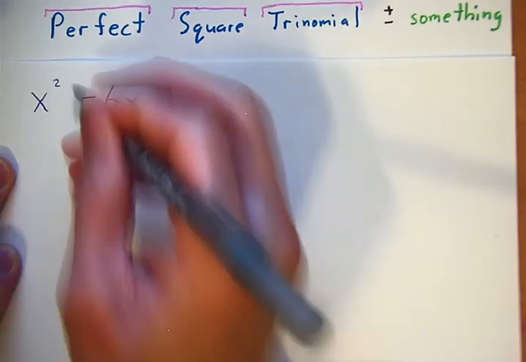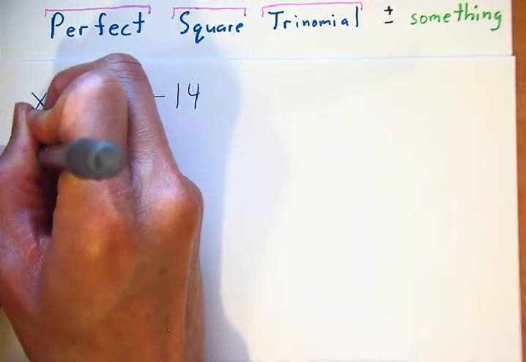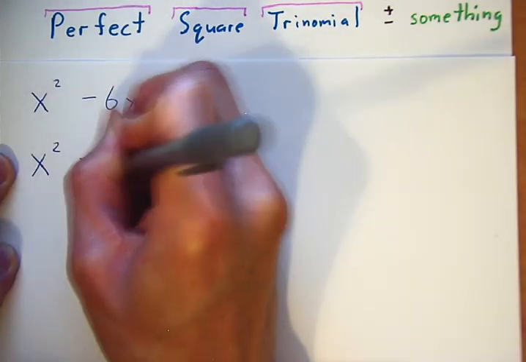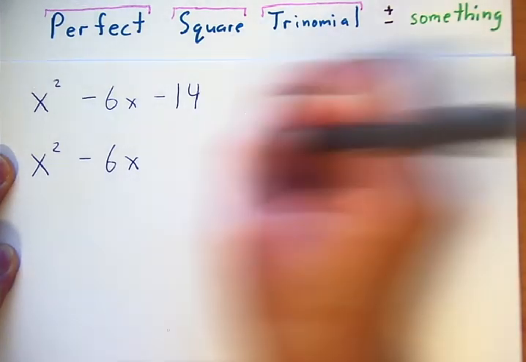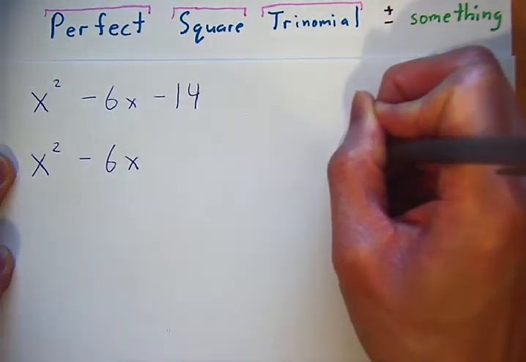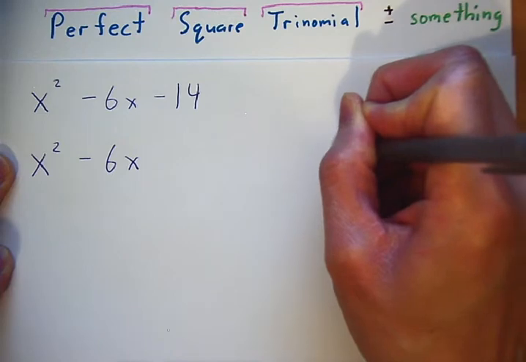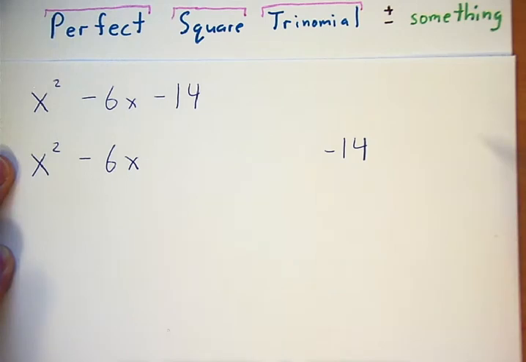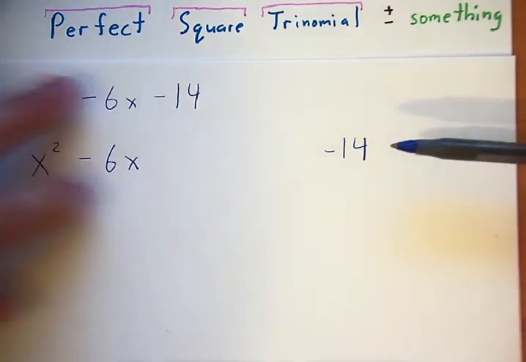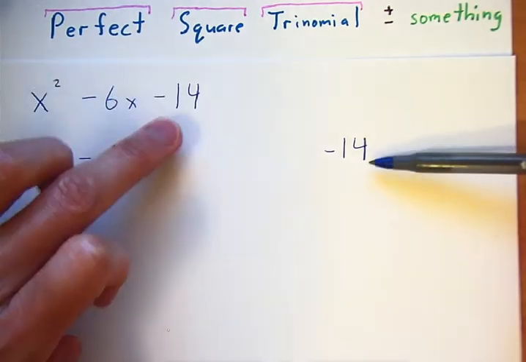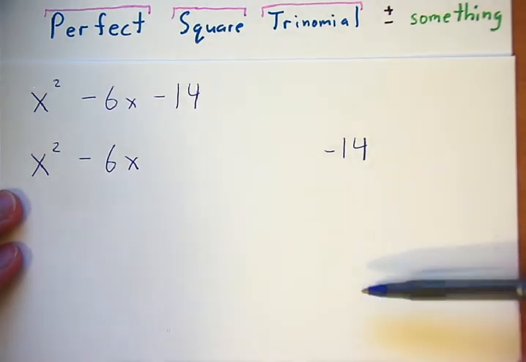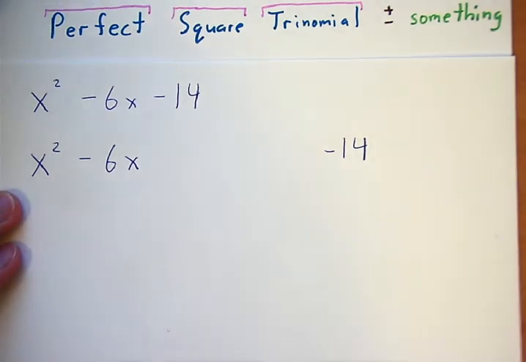Okay, first thing I'm going to do is move my constant term over. I'm just leaving some space. I think we would all agree that these 2 lines are equal since they both have x squared, they both have minus 6x, they both have minus 14. So these two lines are equal. Every line here should be equal to every other line.